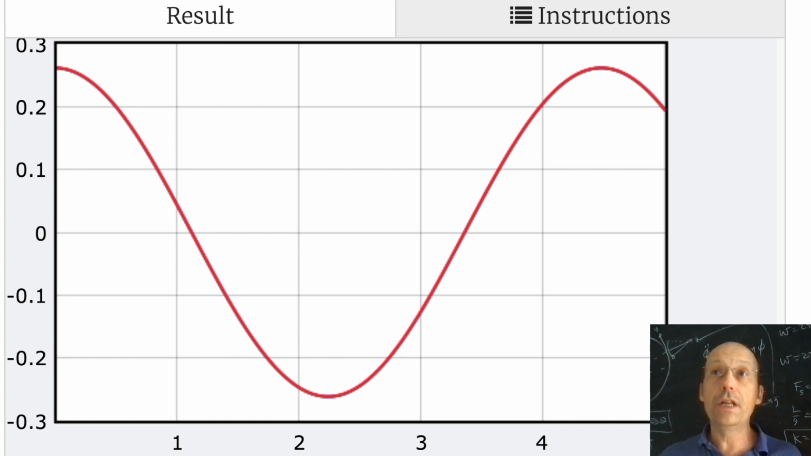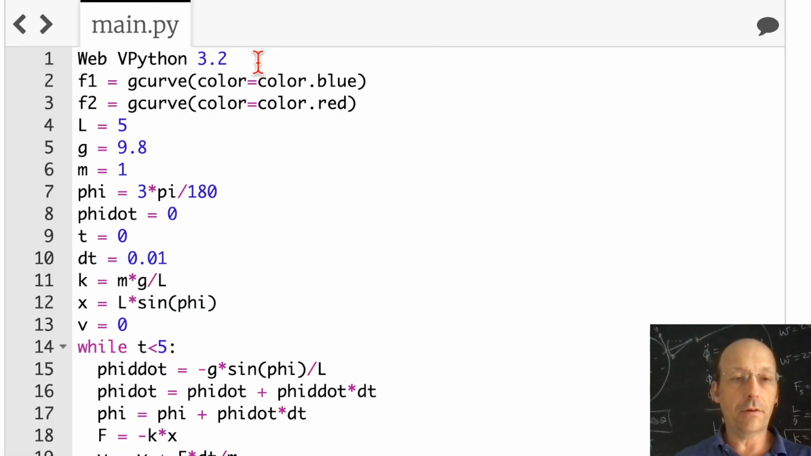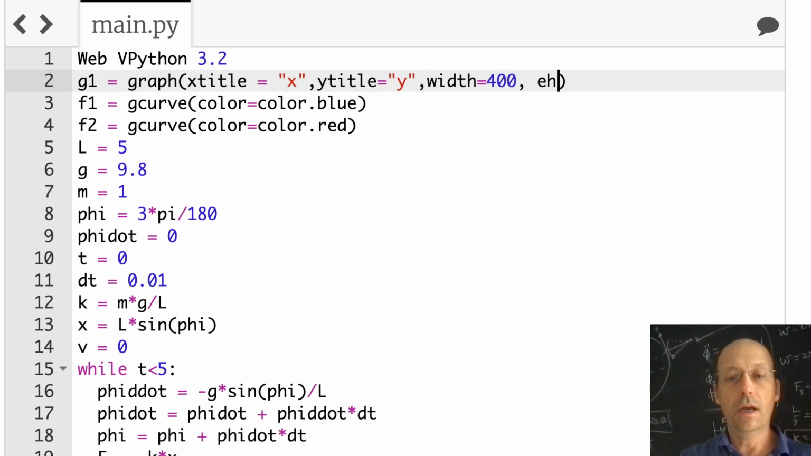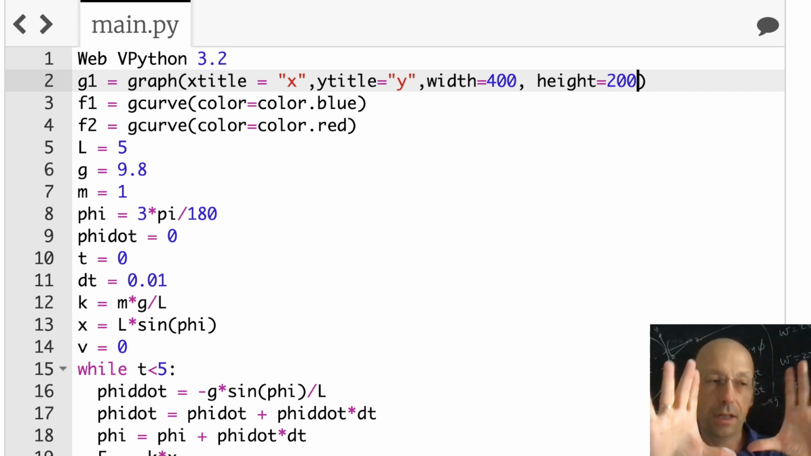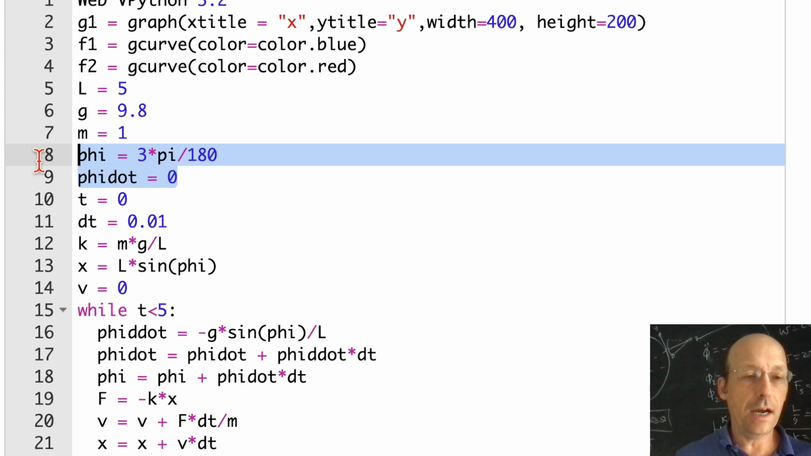And now let's make a 2D pendulum. It's just a 2D pendulum. Okay. So a 2D pendulum, now I'm going to make an actual graph. g1 equals graph. I'm going to make a trajectory plot. xtitle equals x, ytitle equals y, width equals 400, height equals 200, which is wrong, right? Because if you're doing a trajectory plot, you want equal dimensions, but I don't really care. Okay, so that's all the same. I don't need the phi anymore.